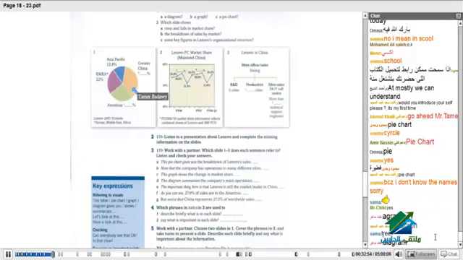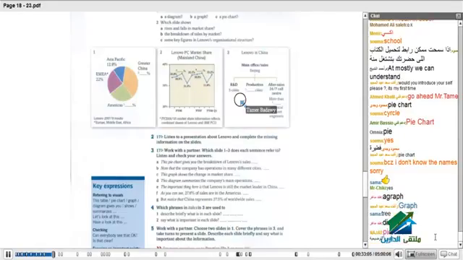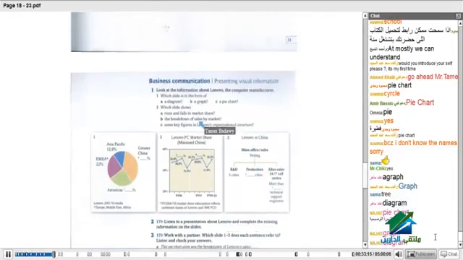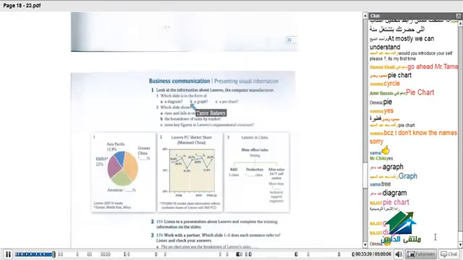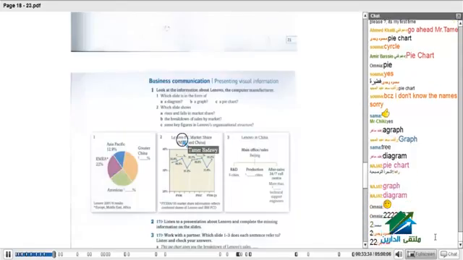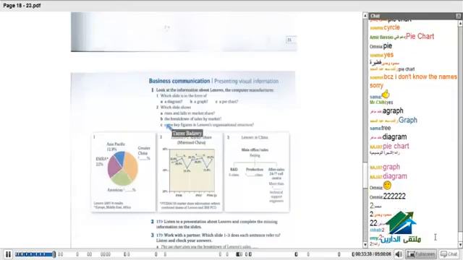So we have 3 things now. Pie chart, repeat after me, say it with me. Pie chart, graph, and diagram. Good job. So we will have to find which slide shows rises and falls in market share. Rises and falls. Where can I see this? In 2 or in 1 or in 3? 2. Good job, everyone. I'm happy.